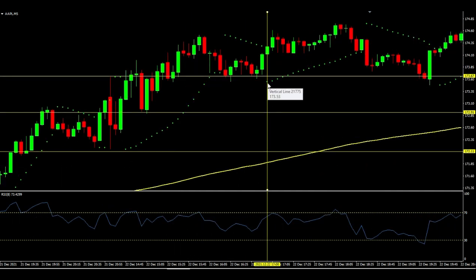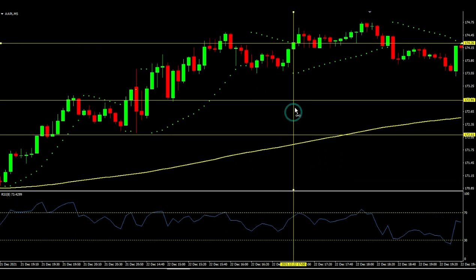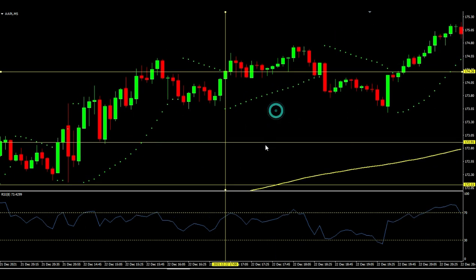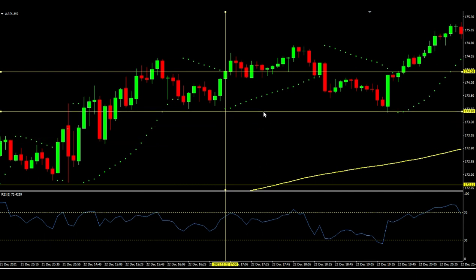Okay, now we're looking for the next trade here. This is the next parabolic SAR, so we will buy here. We will buy at the open of the next candle, this one, at 174.36, and we will place our stop loss a few pips below the SAR.